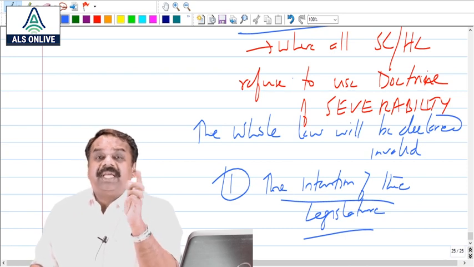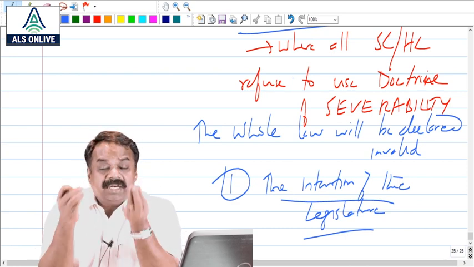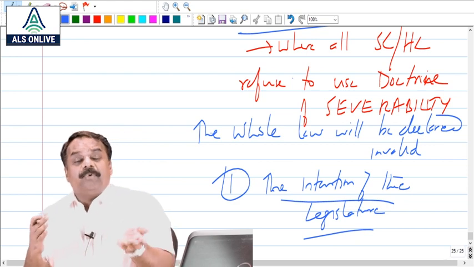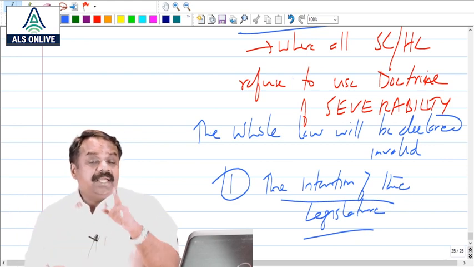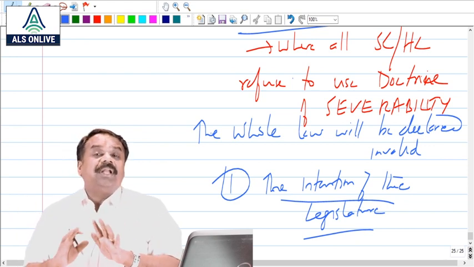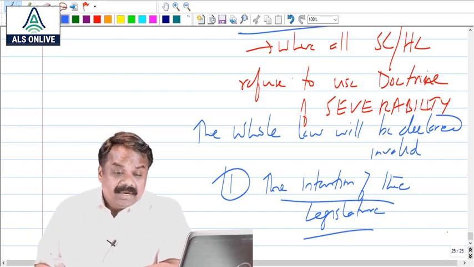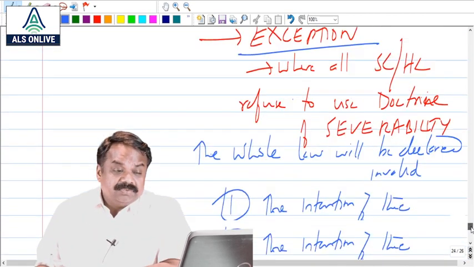If it is by mistake, by accident, inadvertently, that is different. But especially if it is a post-constitutional law and they are making it deliberately, the Supreme Court will declare the whole law invalid. Number one, the intention of the lawmaker, the legislature, is very important.